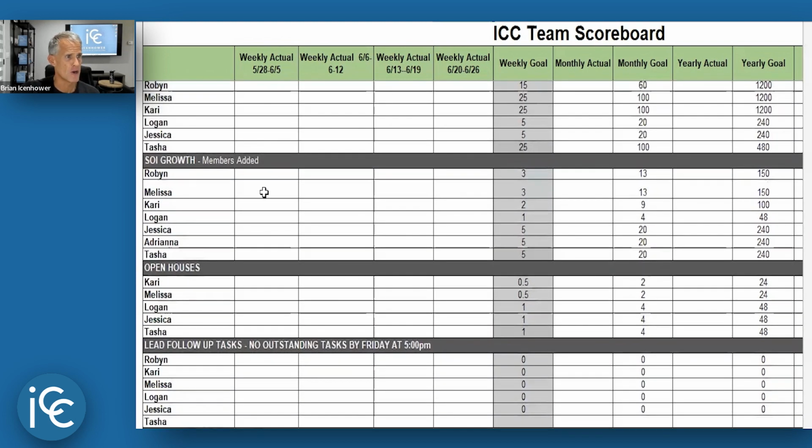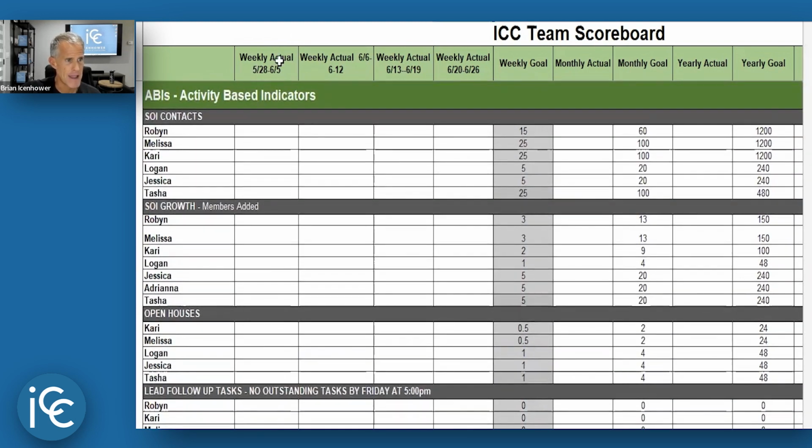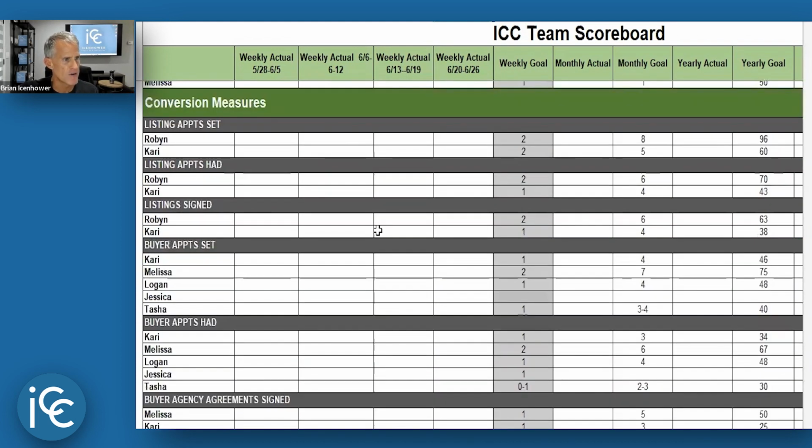I mean, anything, but your ABIs need to be tracked and they need to be based weekly with weekly goals, monthly goals, and yearly goals. So we can see quickly at a glance, by keeping it simple, whether we're ahead or we're behind. Then we move down into our conversion measures. This is not as important, but it's still important enough to be on a dashboard.